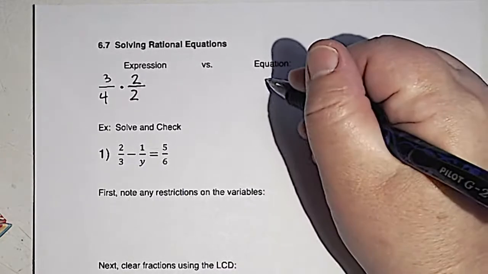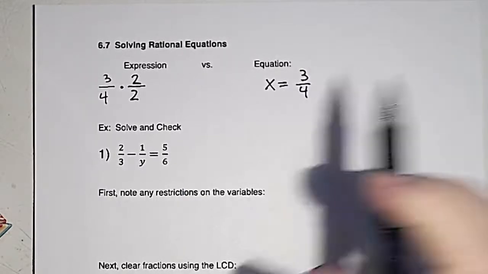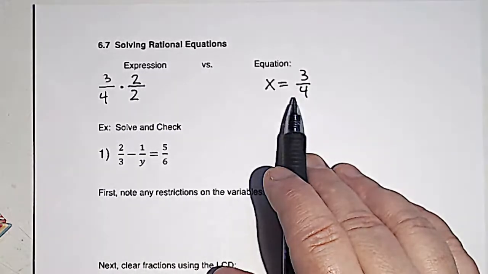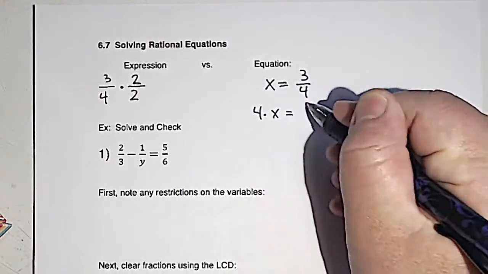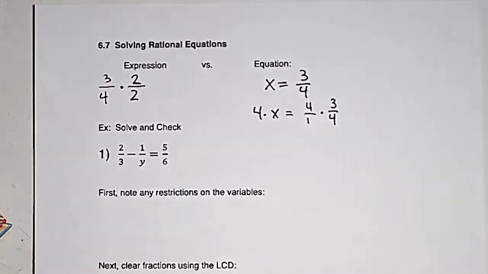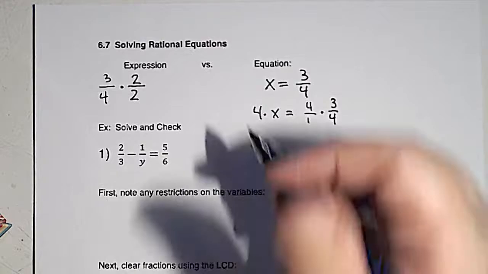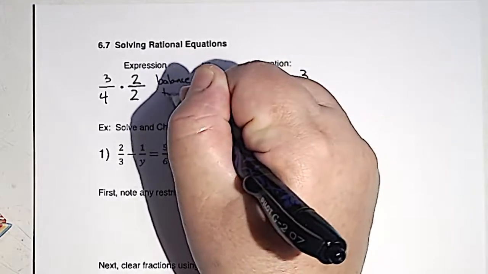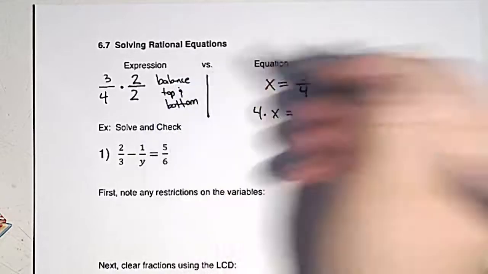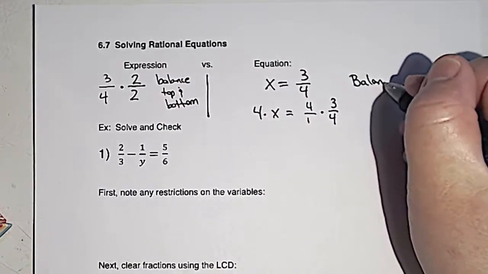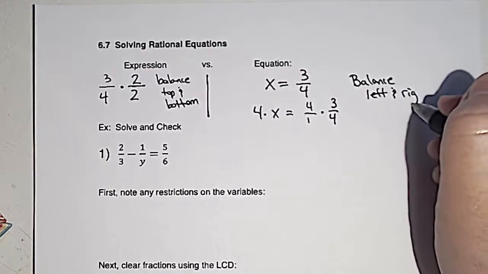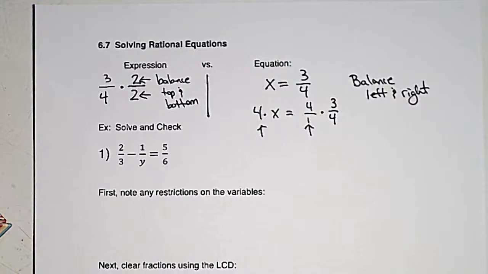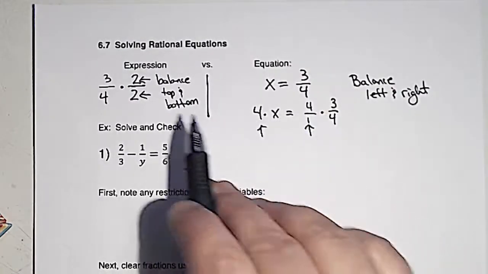Now, tell me about an equation. Well, an equation would be x equals 3/4. If I have an equal sign, I don't have to worry about top and bottom. When I have an equal sign, I'm allowed to multiply both sides, left and right, by 4 to clear fractions. Does that make sense? This is a big distinction. If you just have an expression, you have to balance top to bottom. With an equation, the balance is left and right. See that distinction? If we do have an equals, we're allowed to go left and right. If we don't have an equals, we have to go top and bottom.